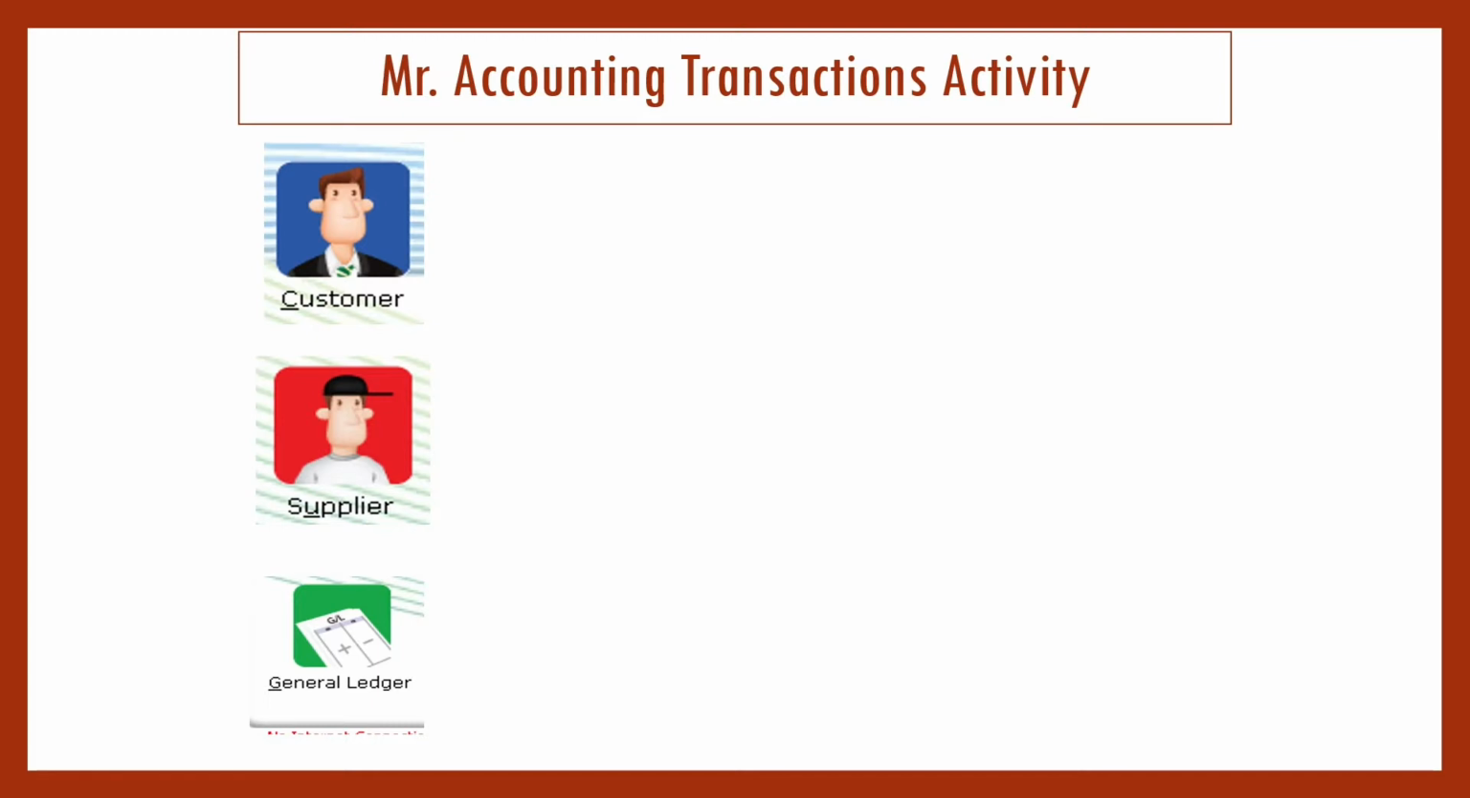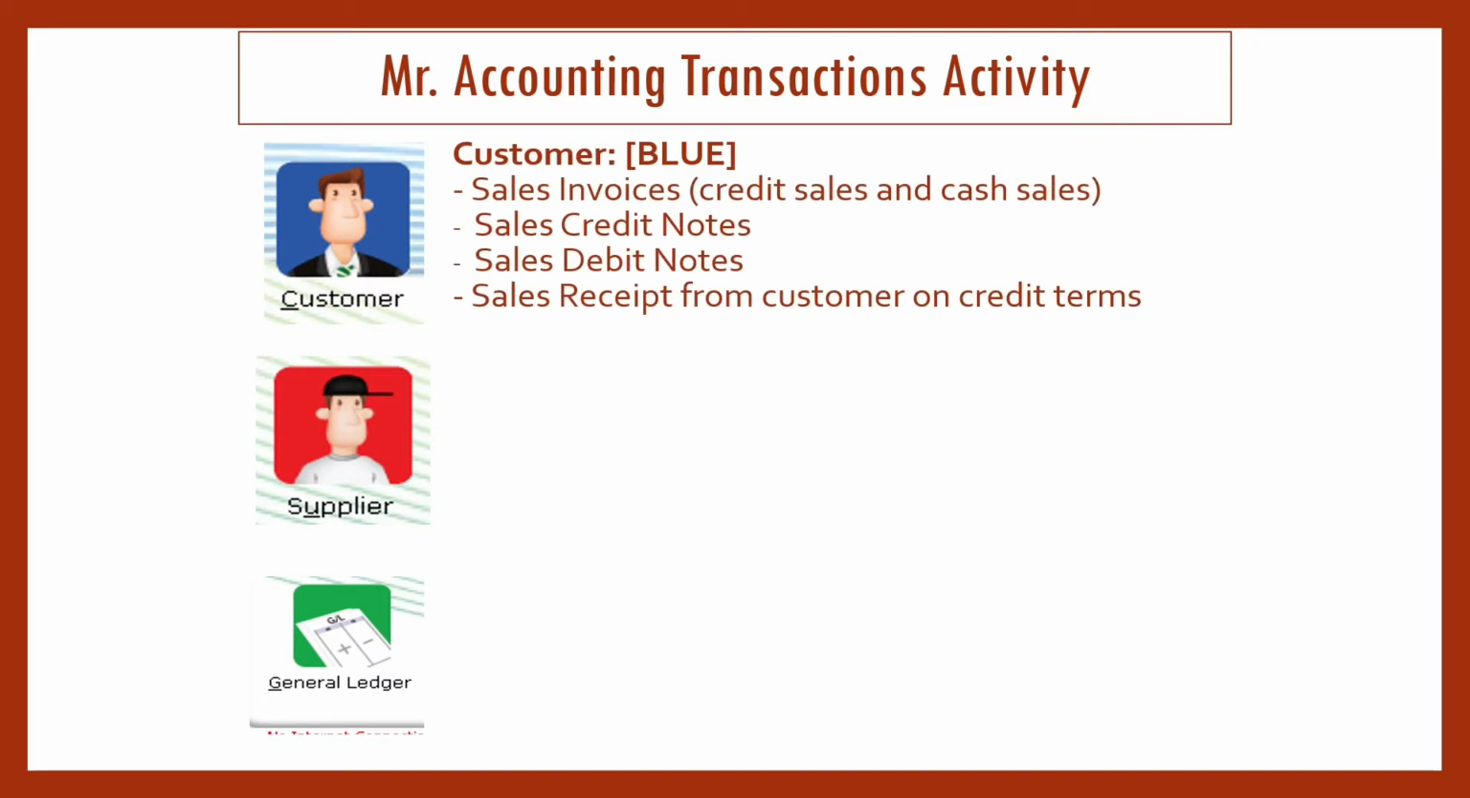In Mr. Accounting, you can see these icons. The blue one is for customer, the red one is for supplier, and the green one is for general ledger. To record transactions in customer are for sales invoices, that is for credit sales and cash sales, sales credit notes, sales debit notes, and sales received from customer on credit terms.